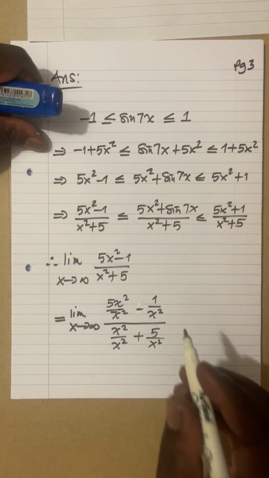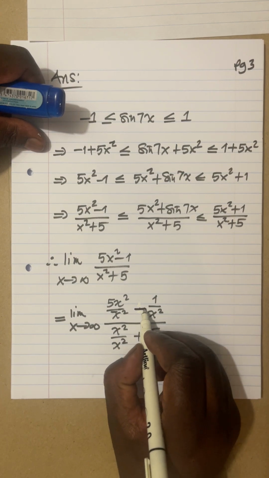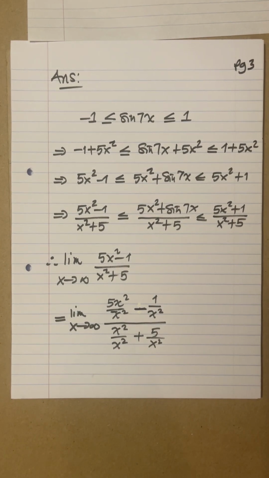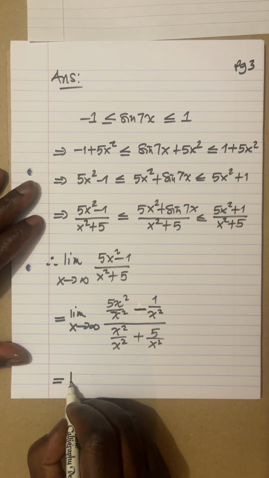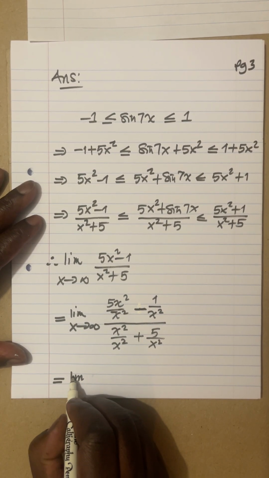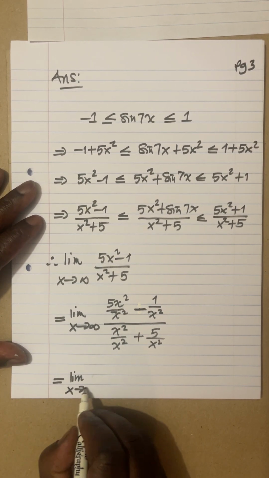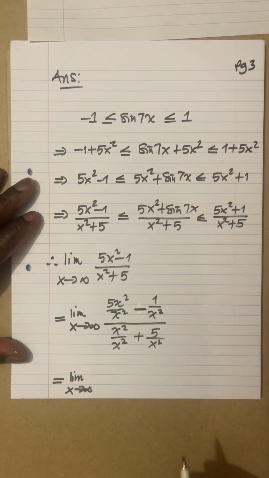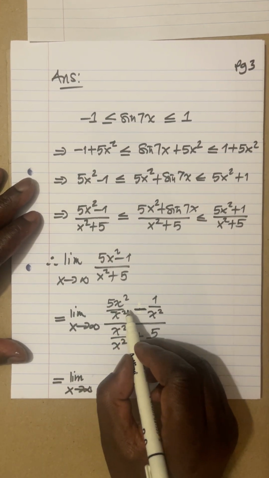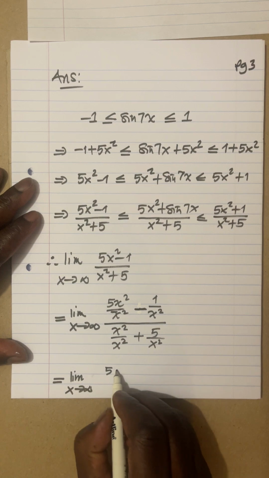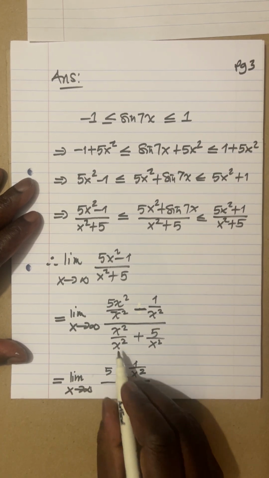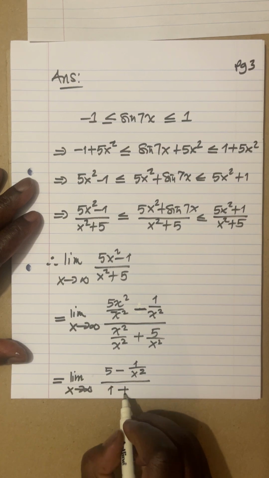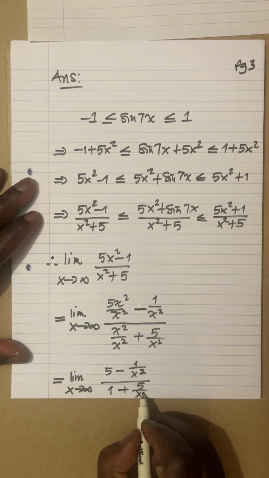Now, this doesn't change the function. You can actually verify this by using numbers. You'll find that this is actually correct. Now, let's simplify this. This is equal to the limit as x approaches infinity of what? Notice here, the x squared cancels. So we have 5 minus 1 over x squared, all over 1 plus 5 over x squared.